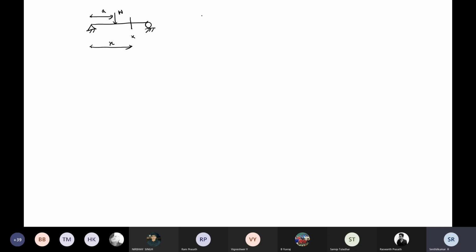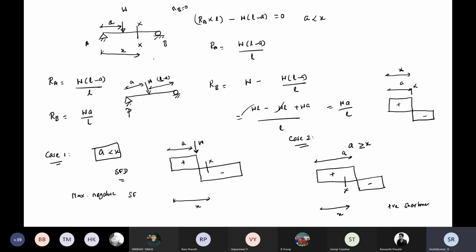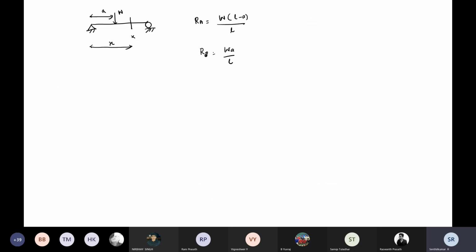For example, I'm just taking again, RA won't change, whatever the case based on section. It's based on your application of load only that it will change, where RA will be W into L minus A by L, and RB equal to W A by L. Right? So that won't change based on the section, it will change based on the position of the load. So don't confuse between A and X. A is the position of load, X is the position of the section where you are going to find out the shear force or bending moment. So keep in mind that RA, RB won't change based on the position. Please put it in your mind.